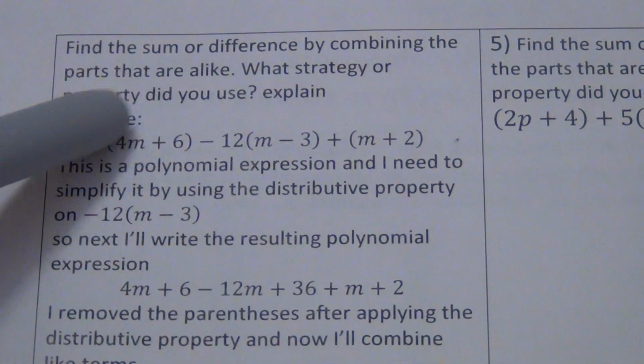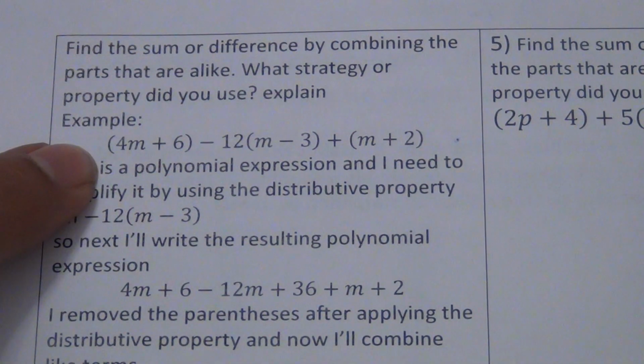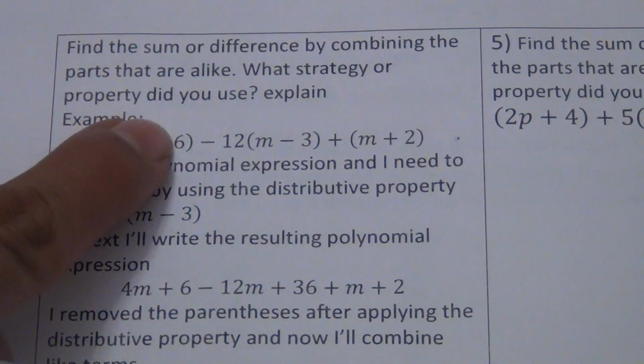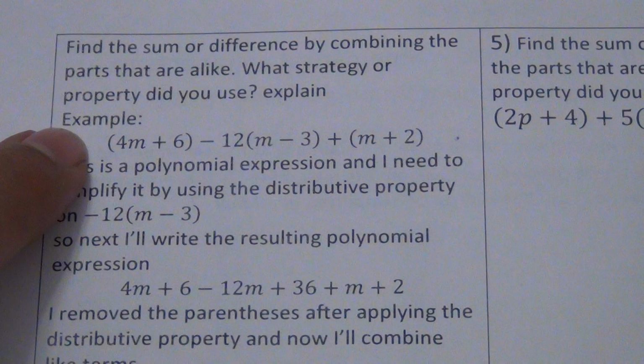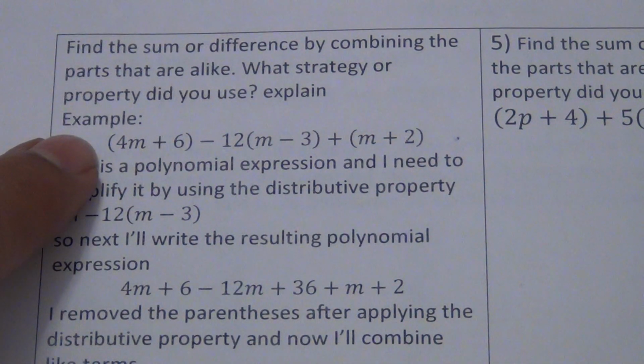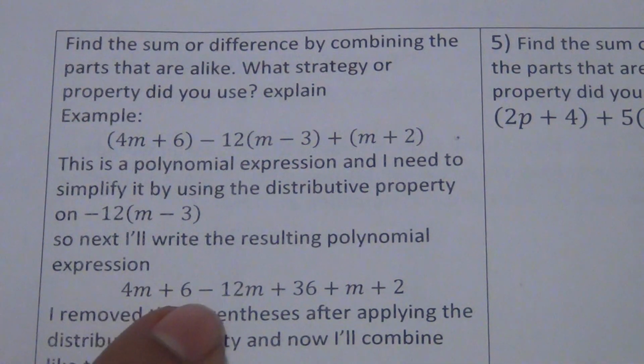So we need to remove the parentheses. There is no negative. If there was a negative here, you would have to multiply the negative and distribute the negative. But since there is not, then you don't have to do anything. There is none. So you remove the parentheses and we get 4m plus 6.